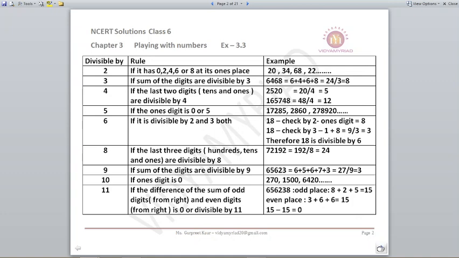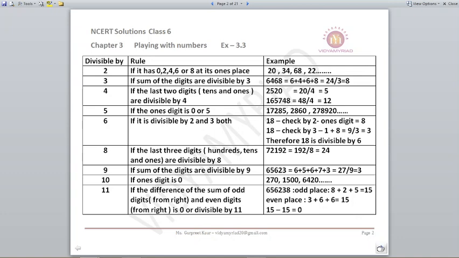In the case of 3, if I have to find out if a number is divisible by 3, I will add all the digits. For example, I have taken 6468. We have to find out whether it is divisible by 3 or not. Now 6 plus 4 plus 6 plus 8 gives you 24. Divided by 3, you get the answer 8 with remainder 0. So we can say that the number is divisible.